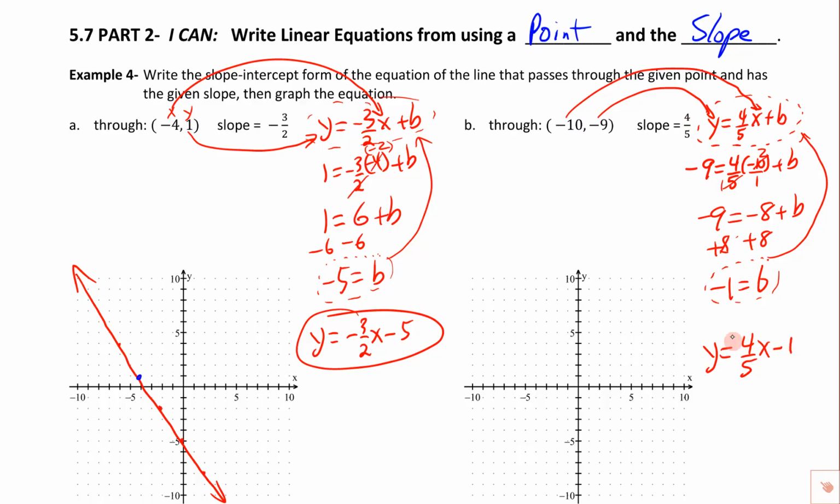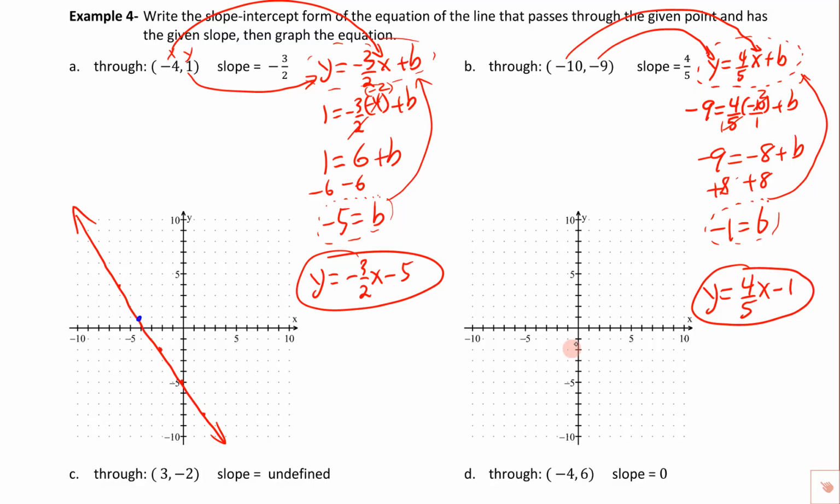It's -1, so we're going to go ahead and circle that, and then we'll graph this. So this crosses the y-axis at -1. And the slope is 4/5, so that means we're going to rise 4 and we're going to run 5. So run 5, that would put us right here. 1, 2, 3, 4 for a rise, 1, 2, 3, 4, 5 for a run. Up 4, run 5, that looks pretty good.